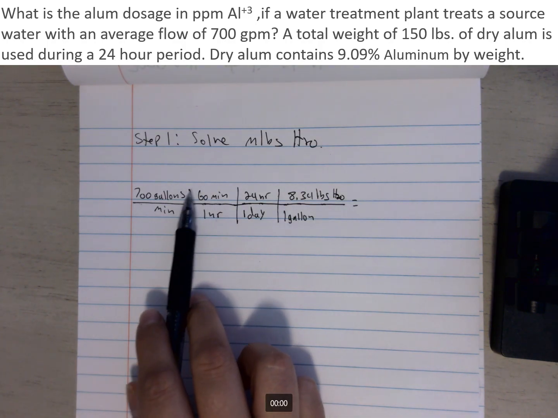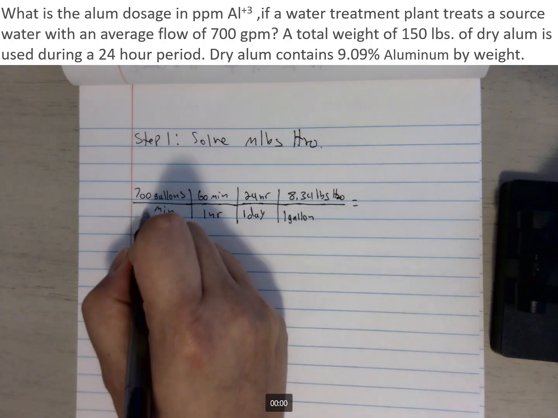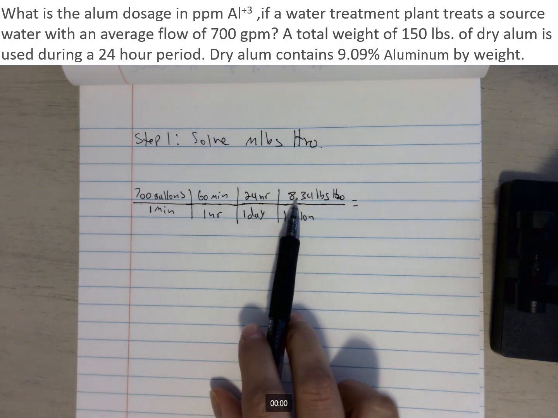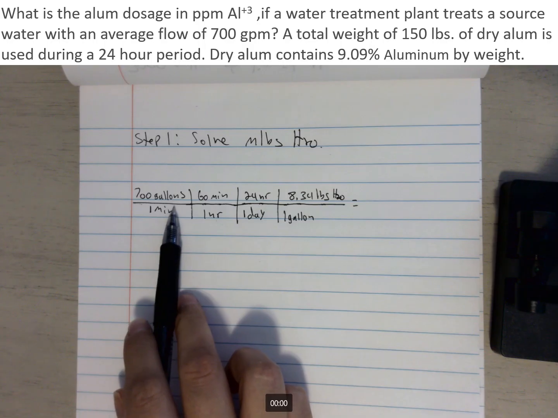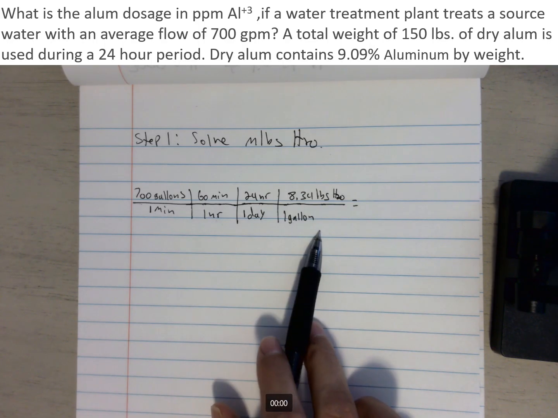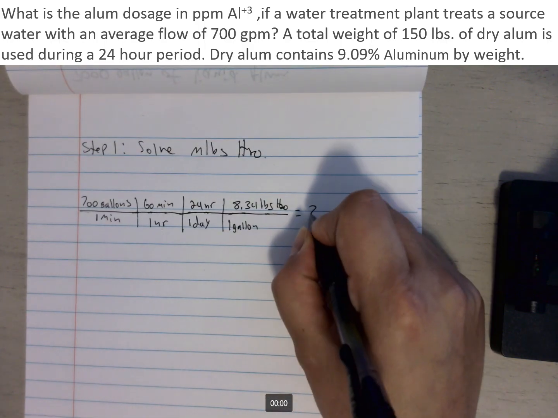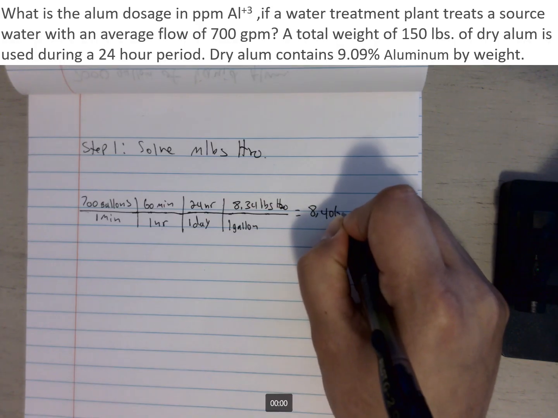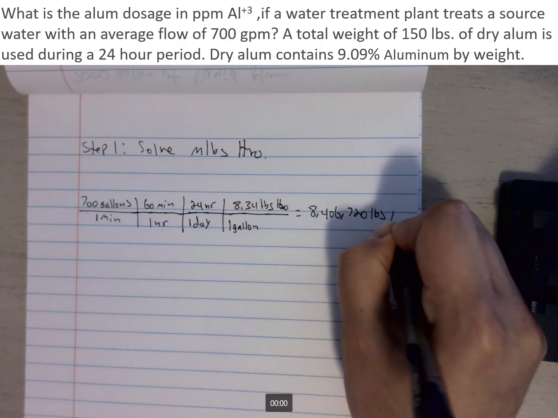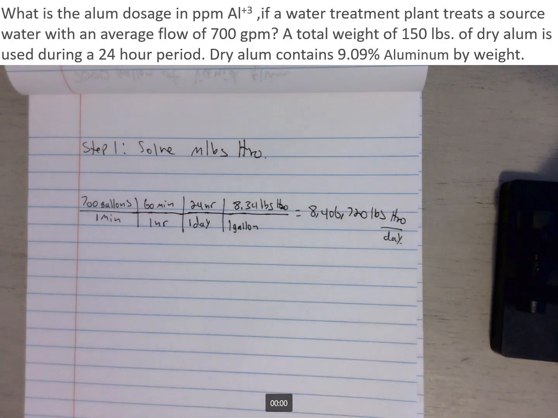So, after this, we take the multiplication of everything in the top divided by the multiplication of everything in the bottom, right? So that's 700 times 60 times 24 times 8.34. And then divide by the multiplication of everything in the bottom, which is just 1 times 1 times 1 times 1, which is 1. We enter that in, we get 8,406,720 pounds of water being used per day.